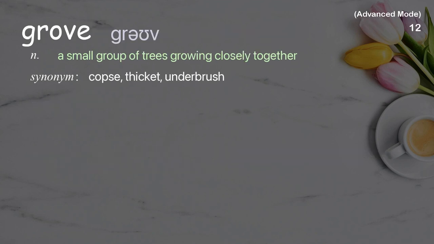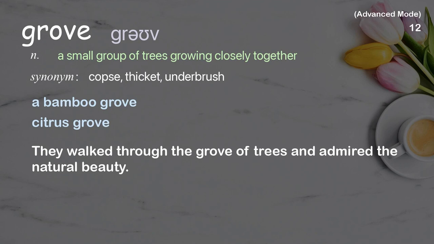Grove: a small group of trees growing closely together. Examples: a bamboo grove, citrus grove. They walked through the grove of trees and admired the natural beauty.